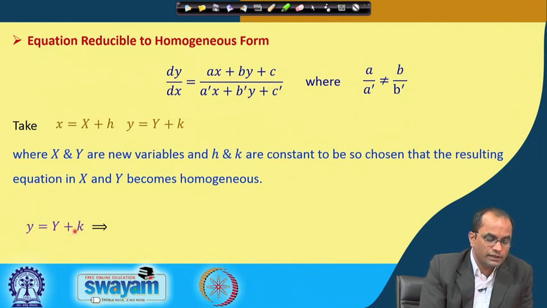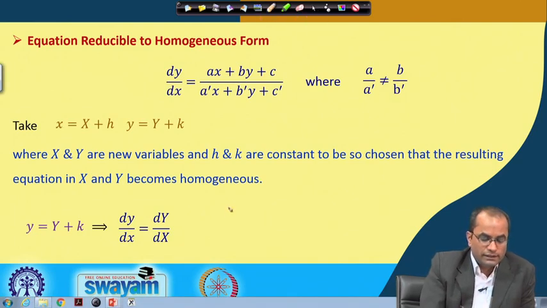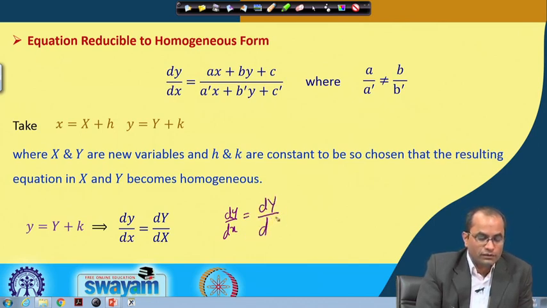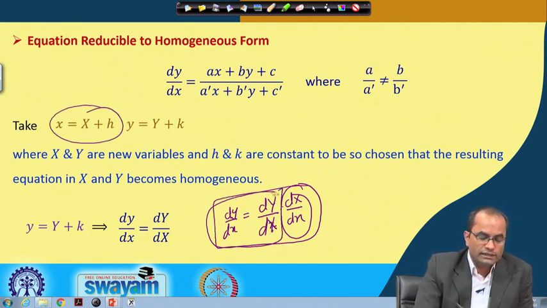So, we have this relation y is equal to big Y plus k. From there we can easily get dy over dx is equal to big dY over dx, and dx over big dX from this will be 1. So, this relation dy over dx is equal to dY over dX remains as we have written here.